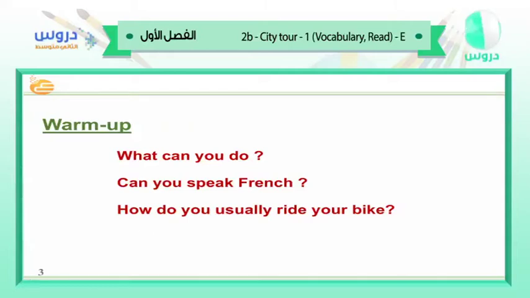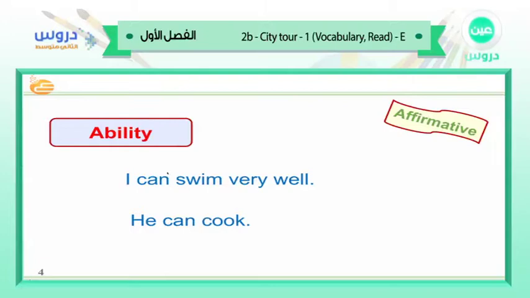Okay, let's start. The ability. The affirmative, I always say the affirmative, it means the sentence says yes. Okay, the ability. You are able to. We use I can swim very well, so I'm able to swim very well. He can cook. He's able to cook. This is affirmative.